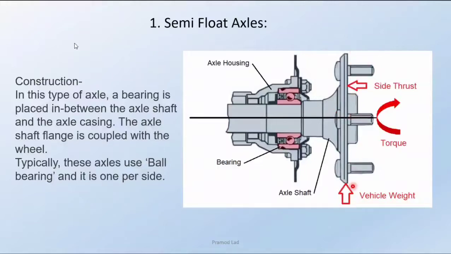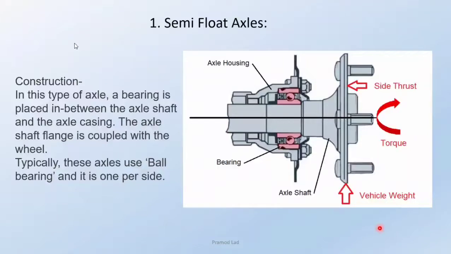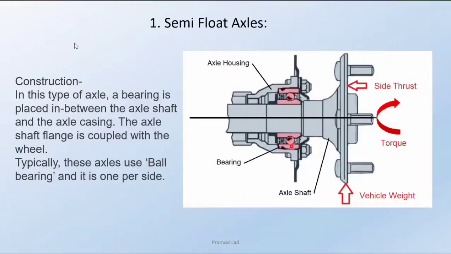So many times on this flange there is a wheel rim located here, and to the wheel rim there are tires attached at the end of it. So typically these axles use a ball bearing and it is one per side. Most often this type of axle uses ball bearings, and one bearing per side is used.